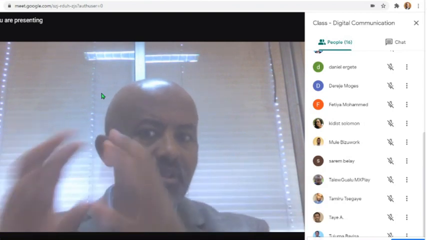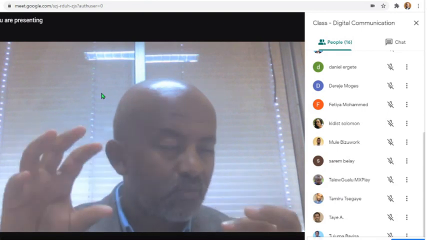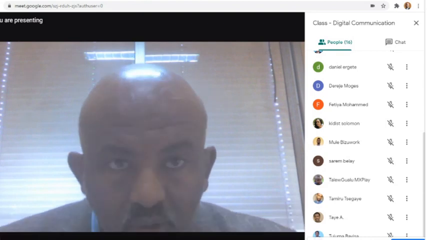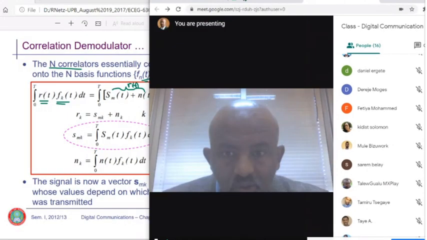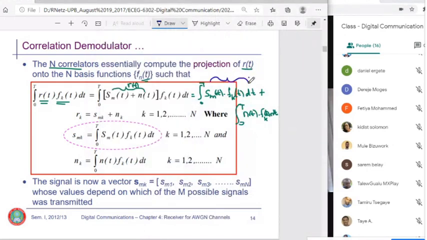So r(t) must be projected: s(t) with s_m(t), the modulated waveform, and the noise. Okay, so the first projection would give the coefficient s_mk, and this projection would give the coefficient n_k. Of course, k runs from 1 up to capital N. For our purpose, N would be at most 2.